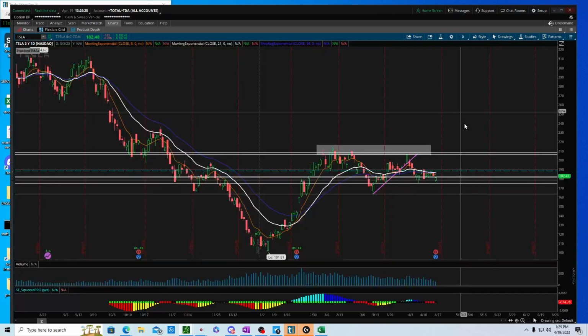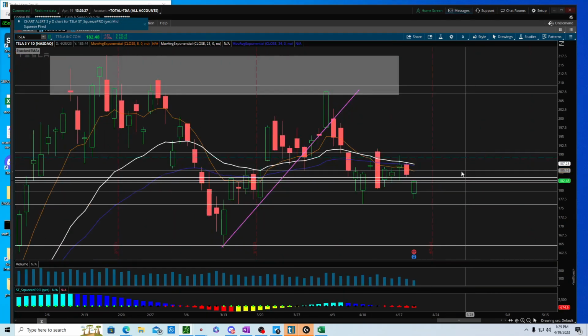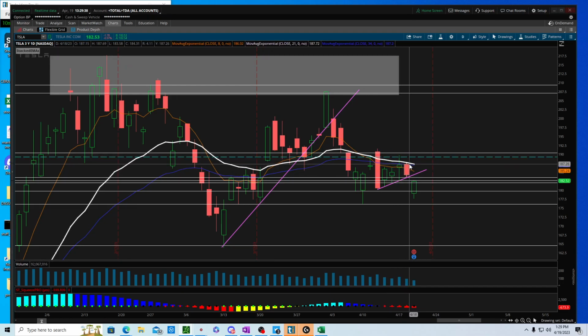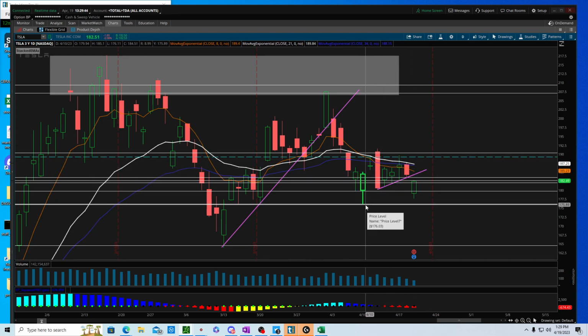But if you look at the daily chart, guys, look at Tesla. It's got a perfect bear flag. Tesla's making a perfect bear flag right below the EMAs, right below the 21, 34 and the 8. I love that. They're curling down. It's making a perfect bear flag. Problem is it has this support level right here at 176.